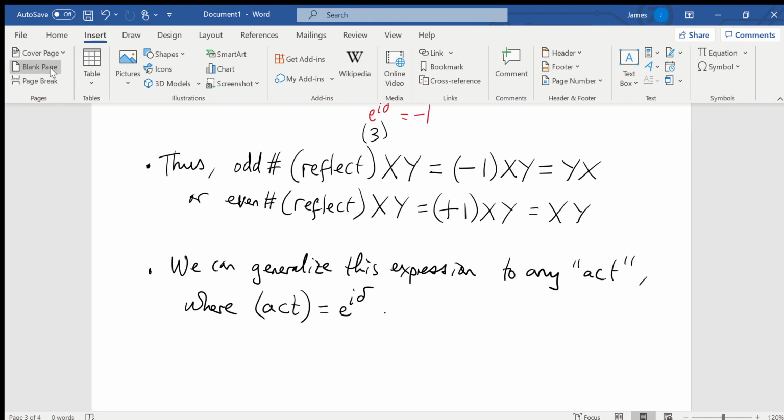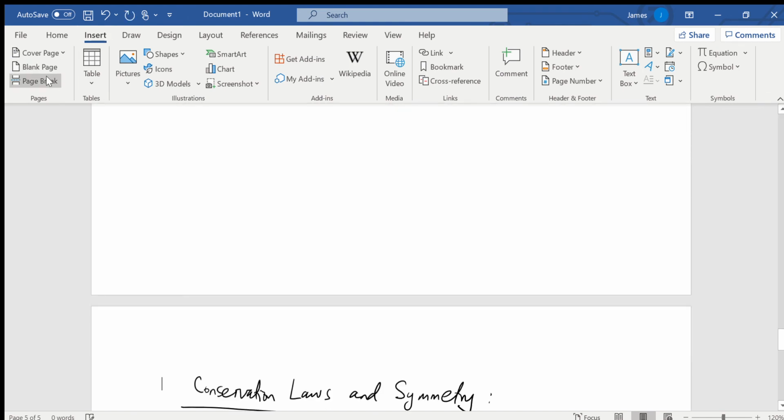When I insert this page randomly, who knows where. Okay, obviously it went there.